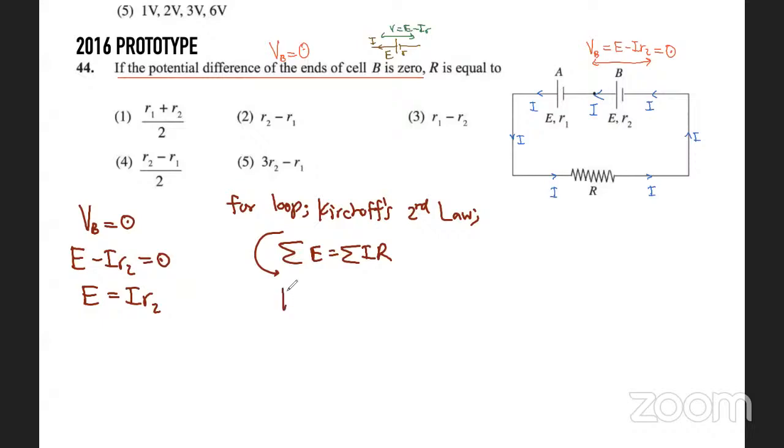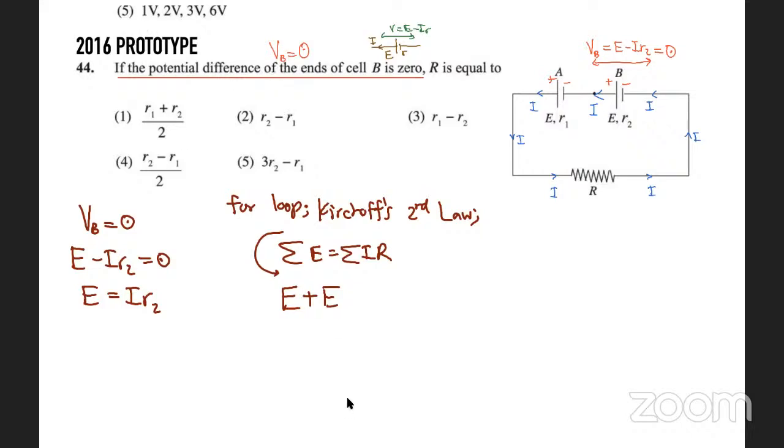Should we subtract? We have to add them. E plus E. What's the reason? Because the plus of this battery is connected to the minus of this battery, so they must be added. E plus E. Both are in the same direction. And on the other side, the current is flowing through.